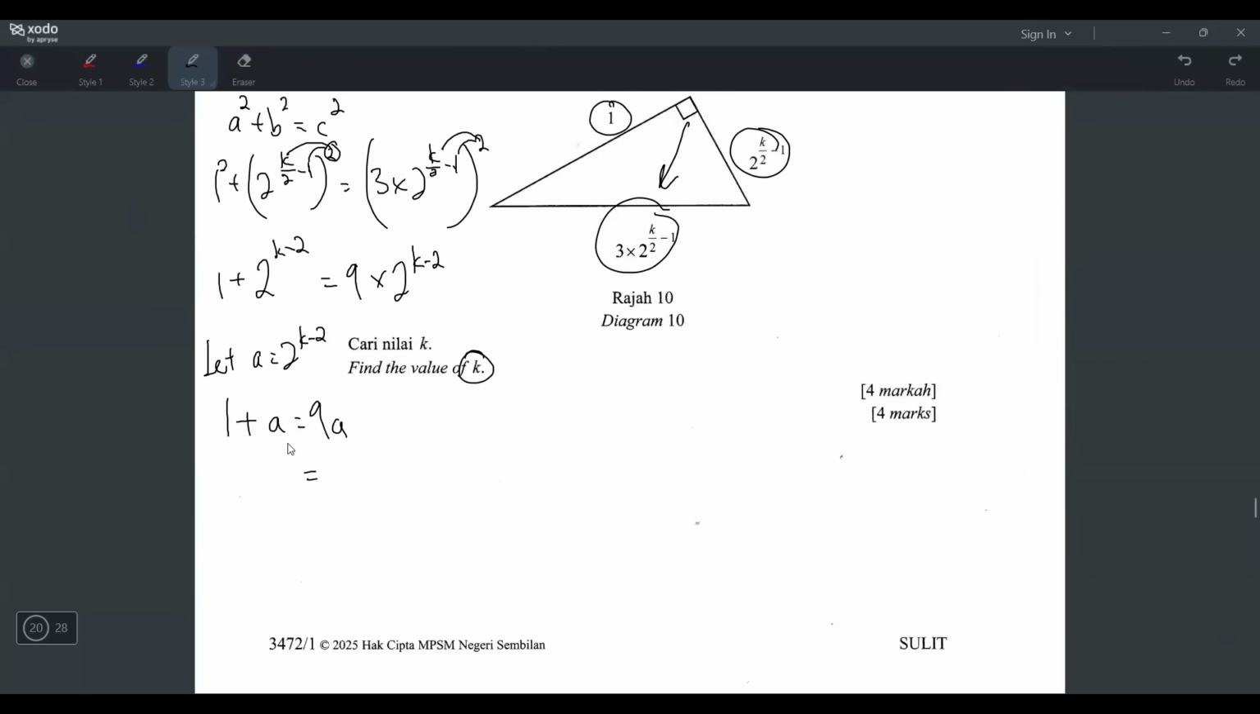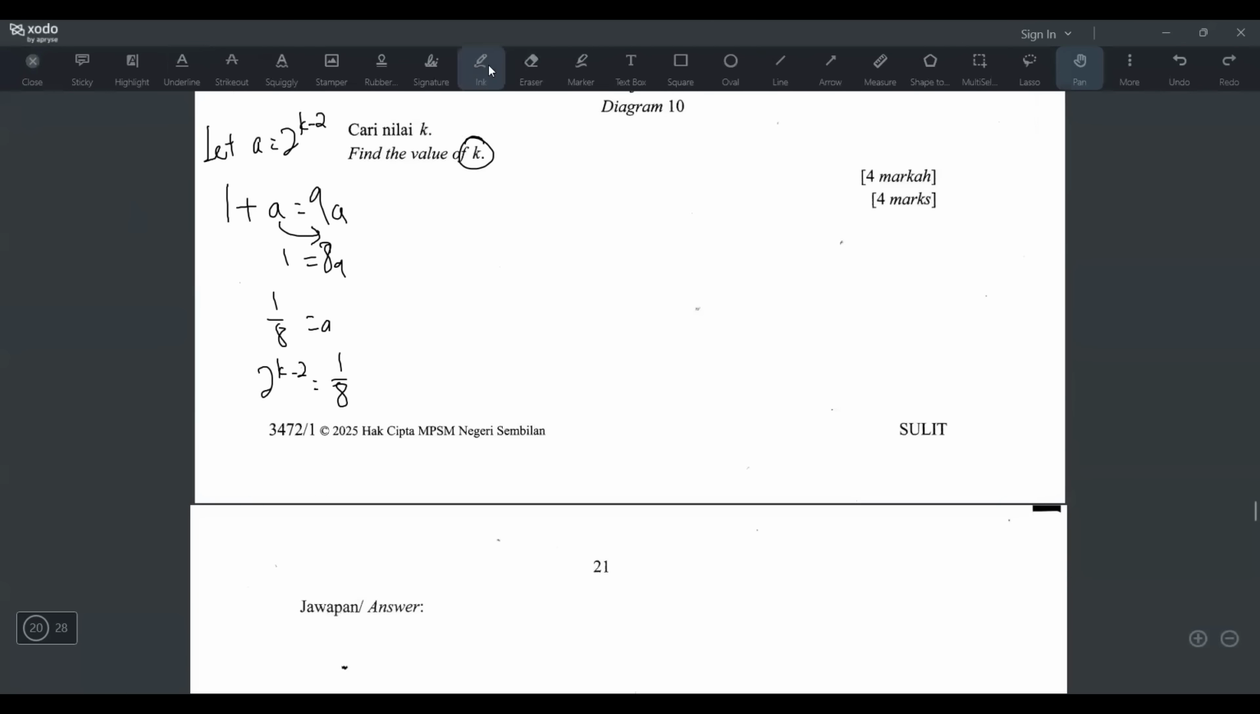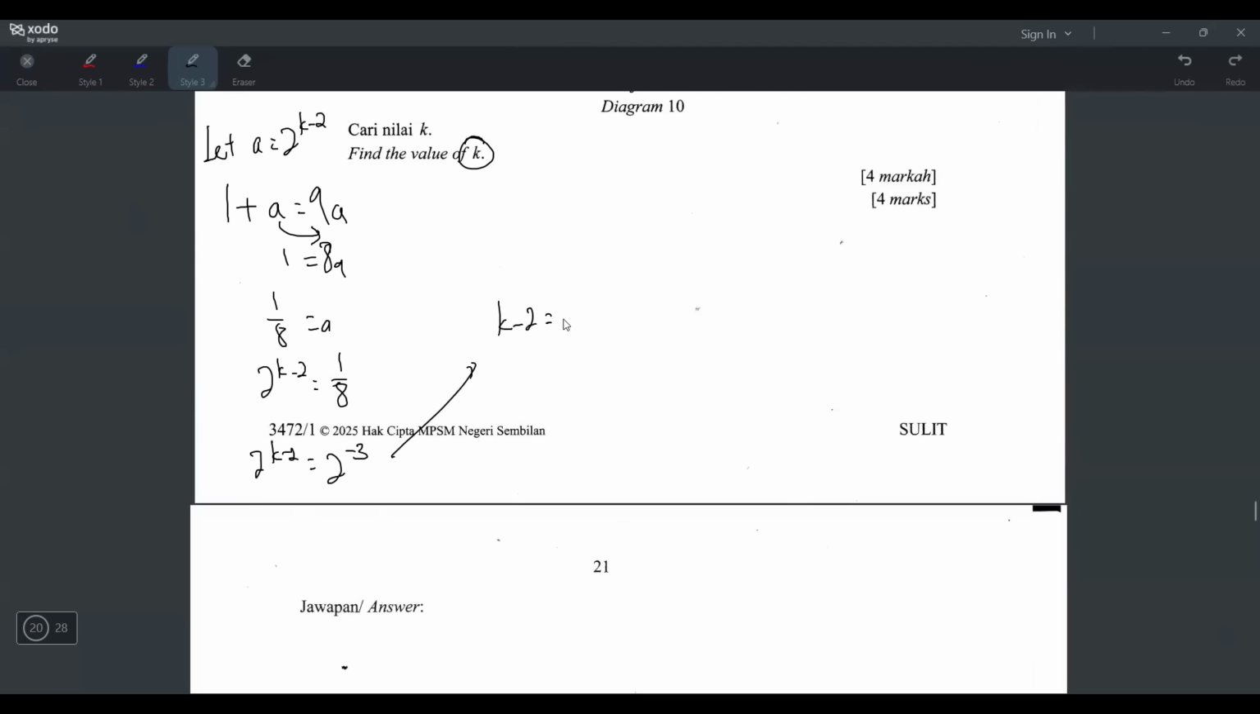So what I will get here, 9a minus a, 8a equals 1, so your a is 1 over 8. And don't forget, a is actually 2 power k minus 2, so 2 power k minus 2 equals 1 over 8. Now I can change the 1 over 8 to base 2 also, because 8 is 2 power 3. But if it's 1 over 8, then it will be 2 power -3. So now k minus 2 equals -3, because same base on both sides, so the power should automatically be the same also. So your k equals -3 plus 2 is -1.